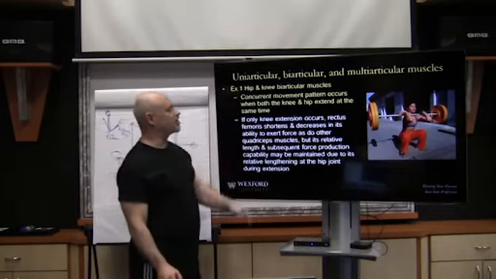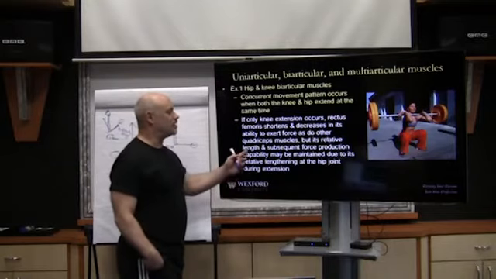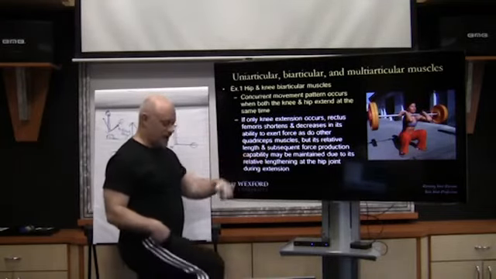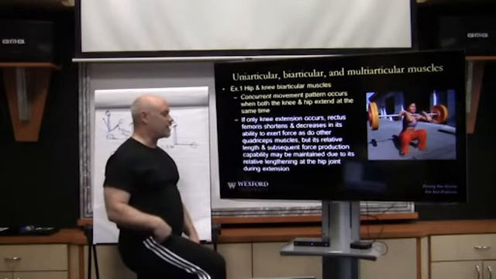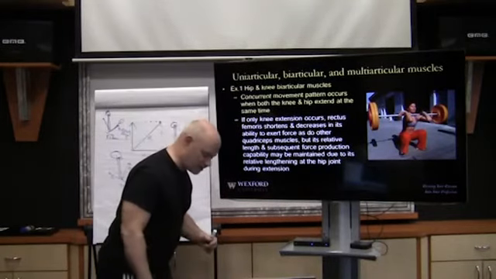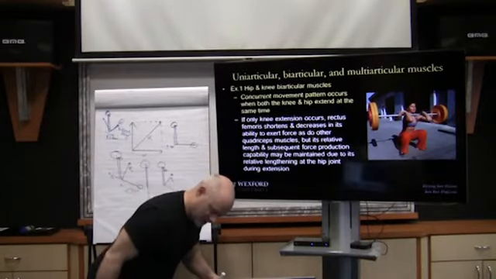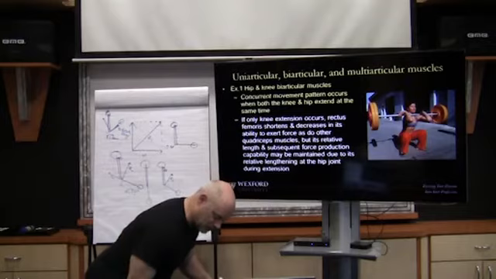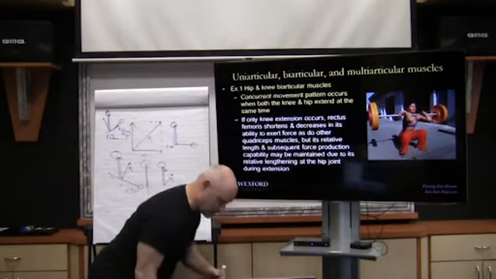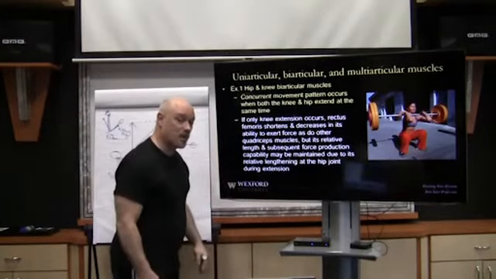Now, if only knee extension occurs, the rectus femoris will shorten, and it decreases its ability to exert force, as do the other quadriceps muscles. But its relative length and subsequent force production capability may be maintained due to its relative length at the hip joint during extension. So it's only going to be able to do that. But if we're going up, we can actually get both muscles. It's lengthening at the knee joint, shortening at the hip. The hamstring is lengthening at the hip joint, shortening at the knee joint. So as we come up, this is extending, this is shortening, this is lengthening. So it's just the opposite effect on both sides.